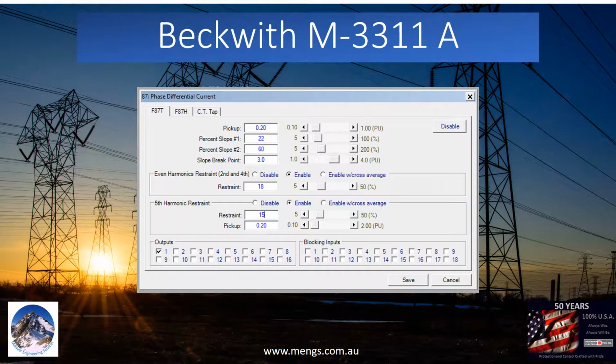This is how to set the fifth harmonic blocking on Beckwith M3311A.